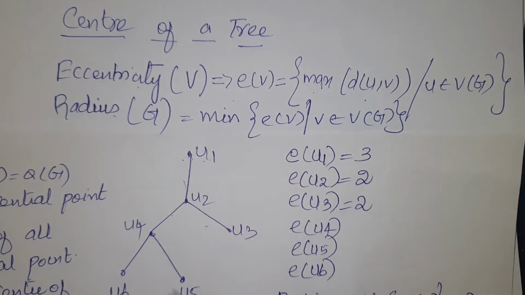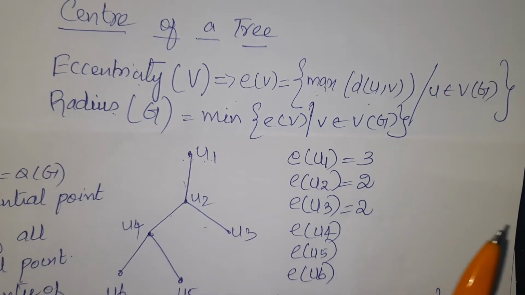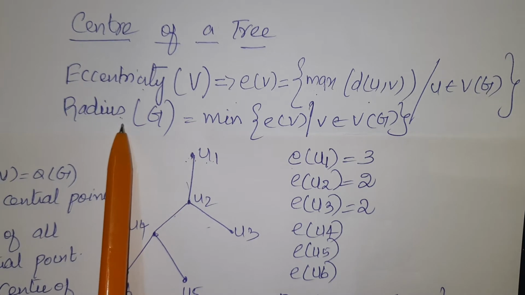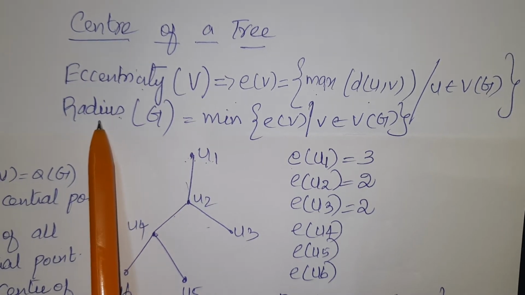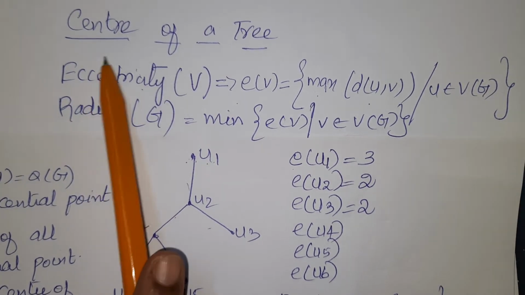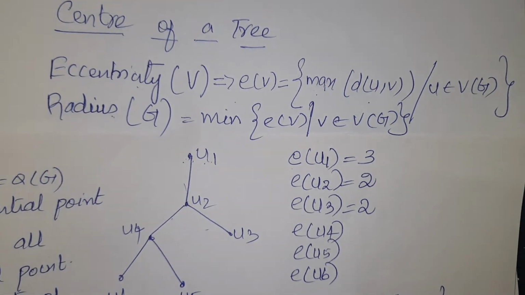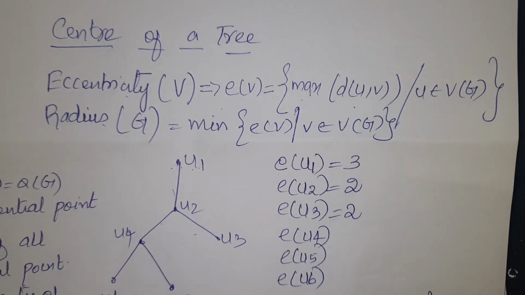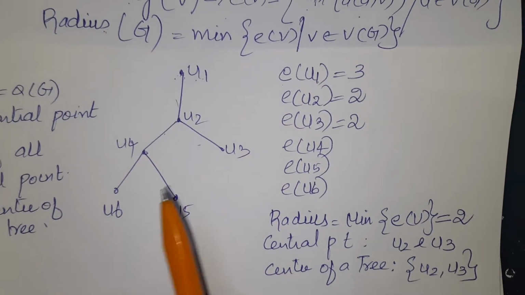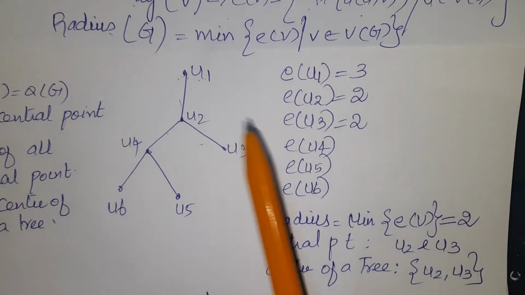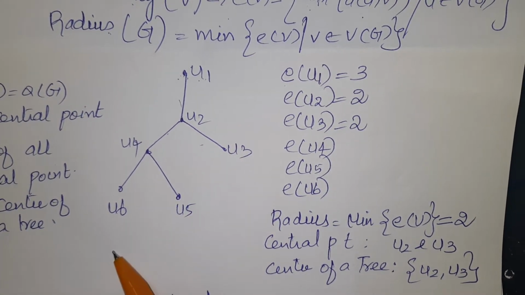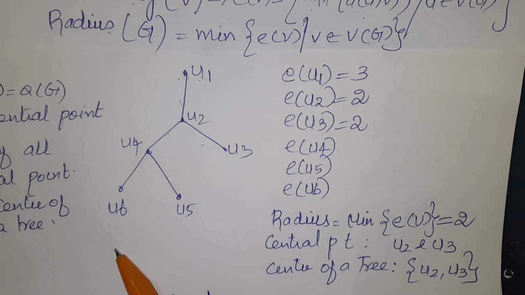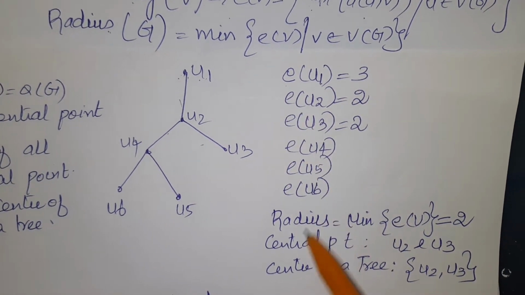So let us see in the following example how to get the eccentricity and radius, after which we'll know how to get the center of a tree. So this is our example. We have a tree which has 6 vertices, and we will see now how to get the eccentricity followed by the radius.